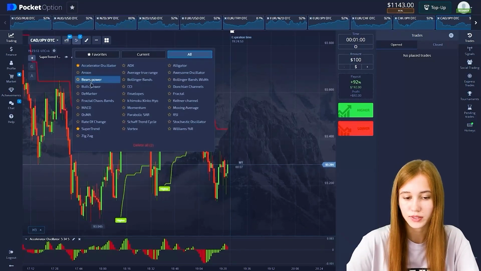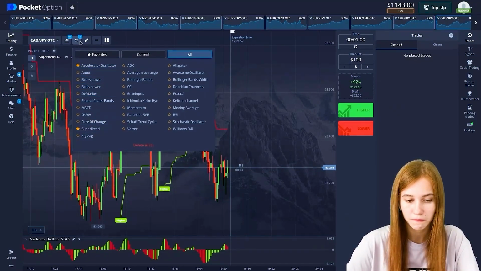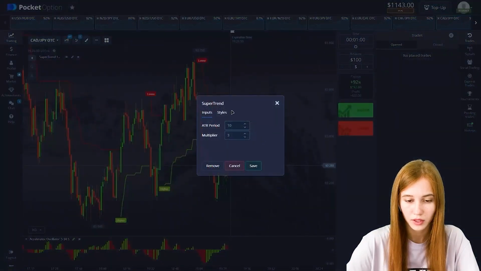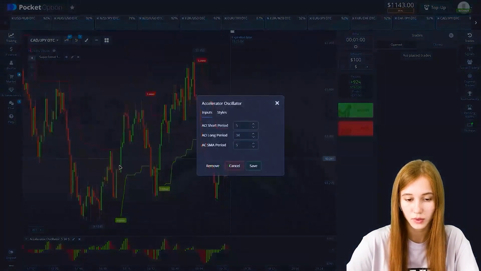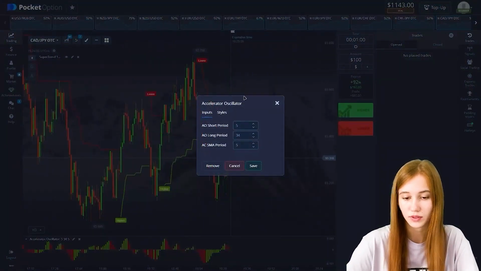Let me show you the settings. This is an oscillator and a super trend. Let me show you the super trend settings. Oscillator settings, we also chose as they are also the right.